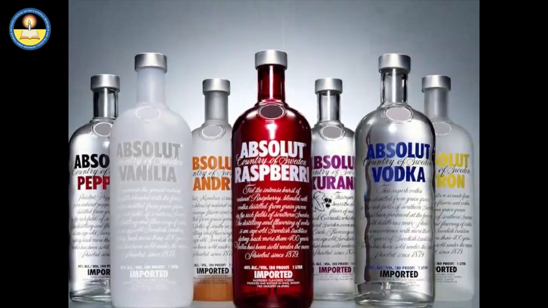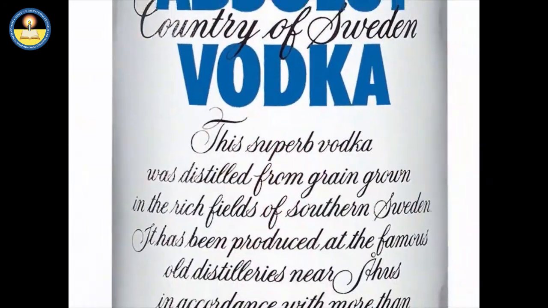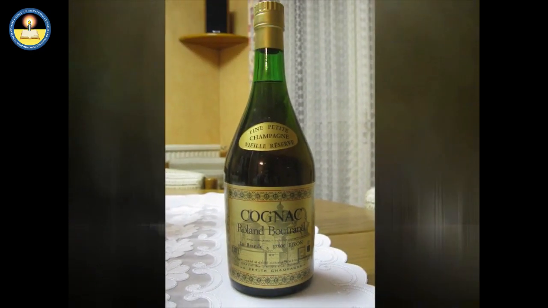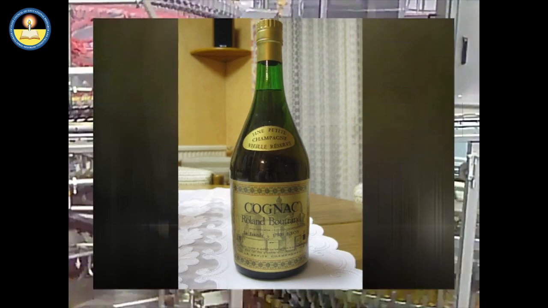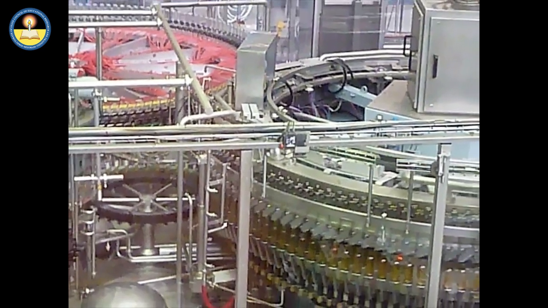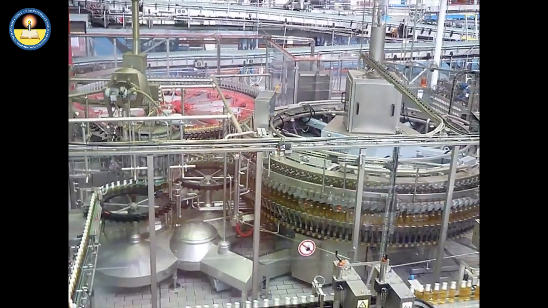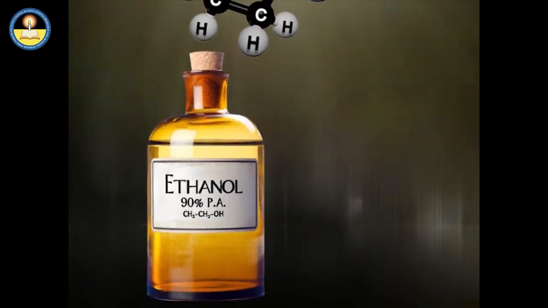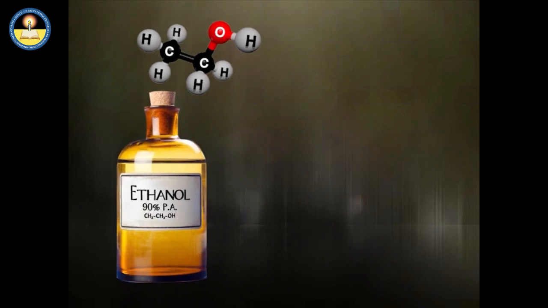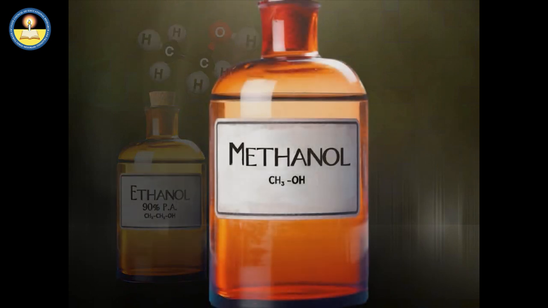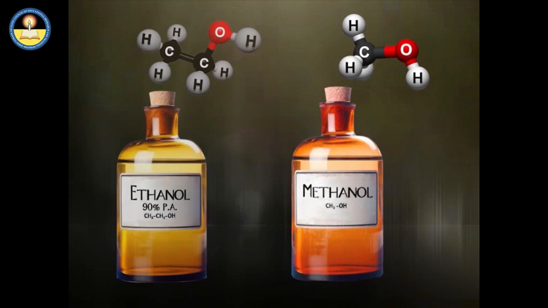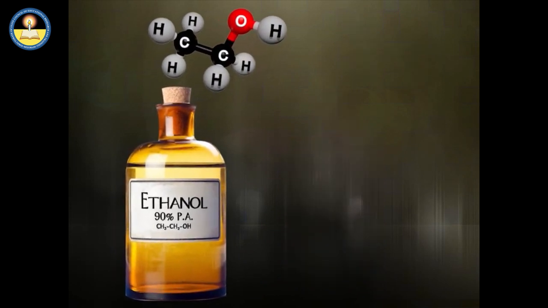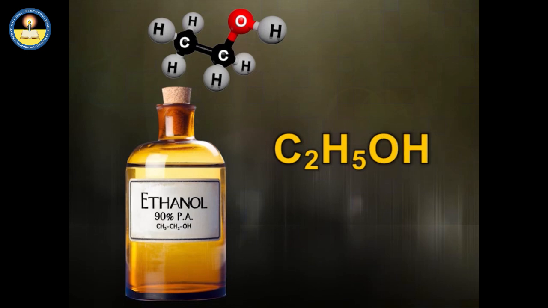Beverages with high alcohol content, such as vodka or cognac, are products of modern times and have been obtained using more advanced chemical technology. Ethanol is the second member of the homologous series of alcohols, the first member being methanol. The formula of ethanol is C2H5OH.